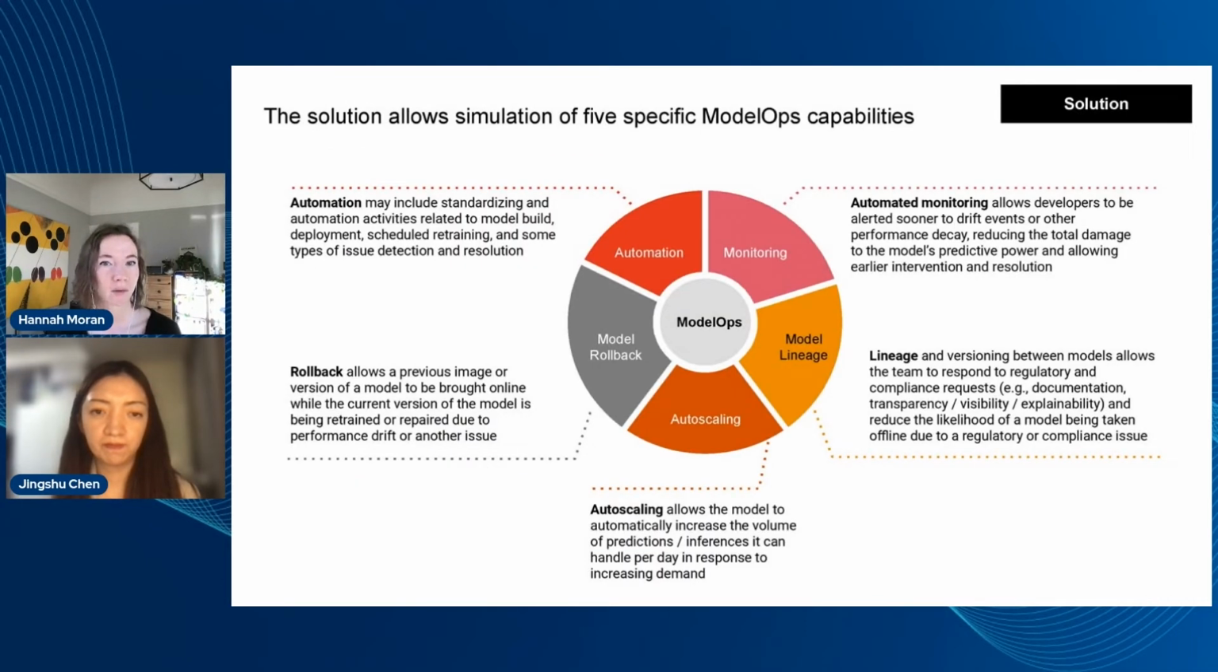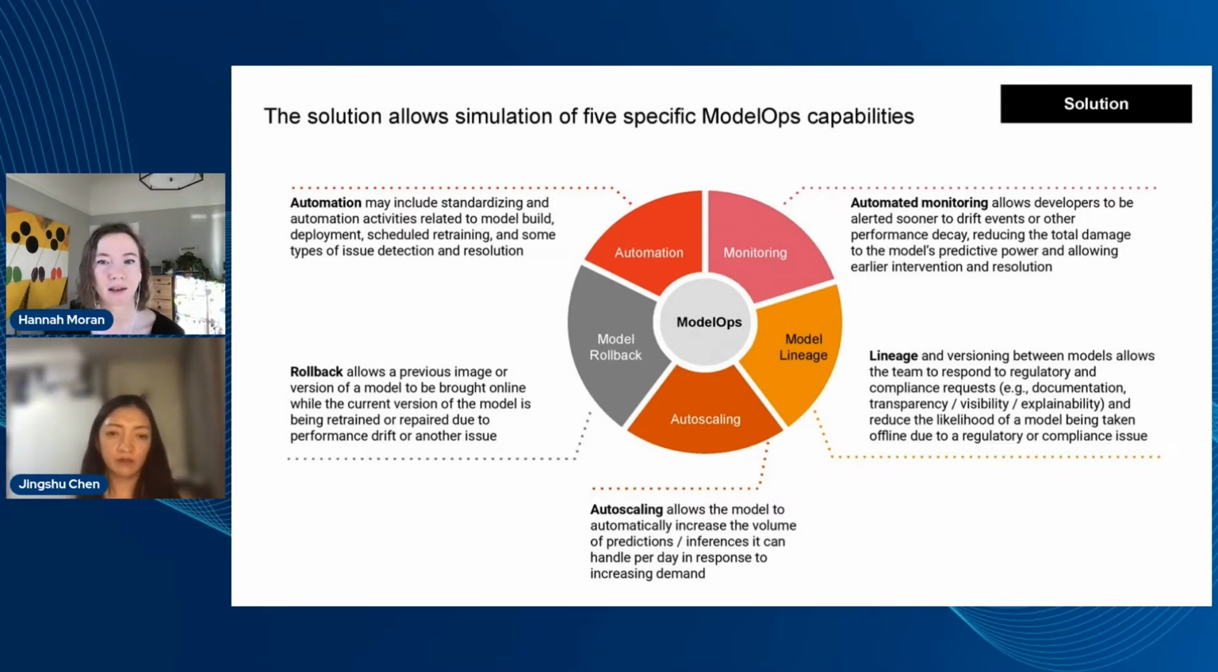Within our solution, we're talking about 5 specific ModelOps capabilities, and you will see a few of them demoed in the demo, but not all of them. So I just want to explain what each one is. First is automation. So this is activities around automating parts of the model lifecycle, including model building, deployment, the scheduled retraining or the regular retraining that occurs, and some types of issue detection and resolution. So the more we can automate those activities, the more reliably they would be performed, the more timely fashion they'll be performed, less potential for errors.